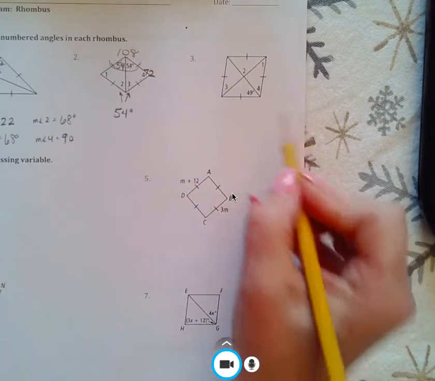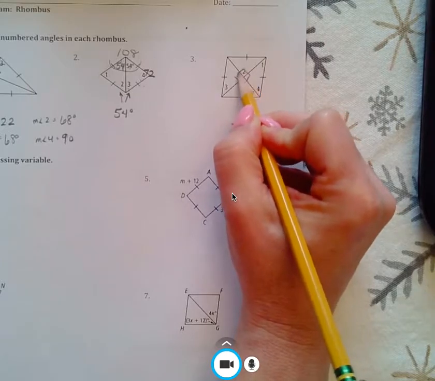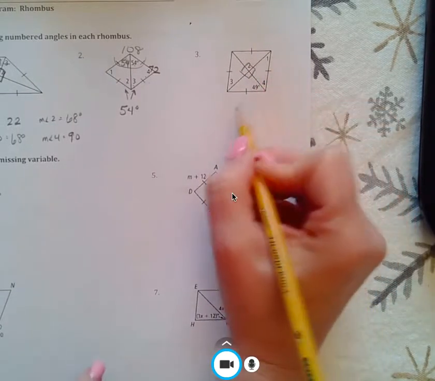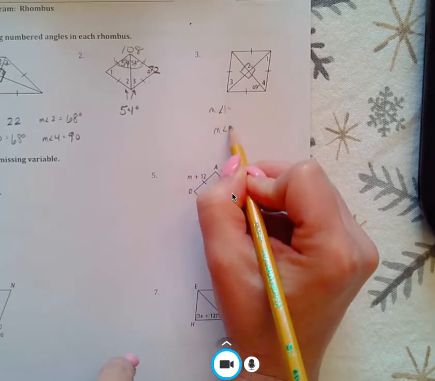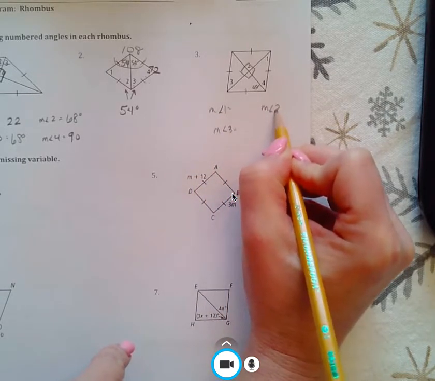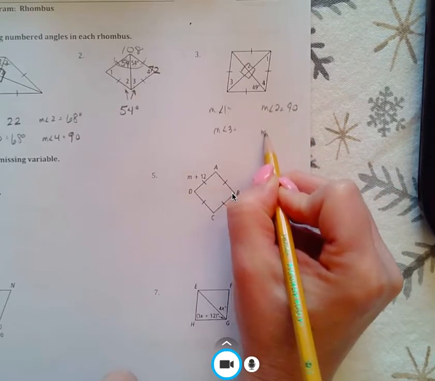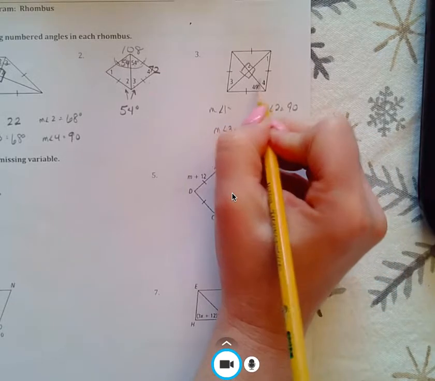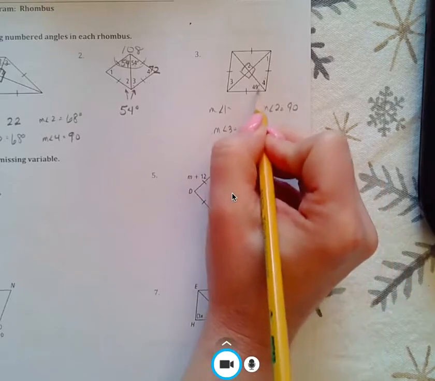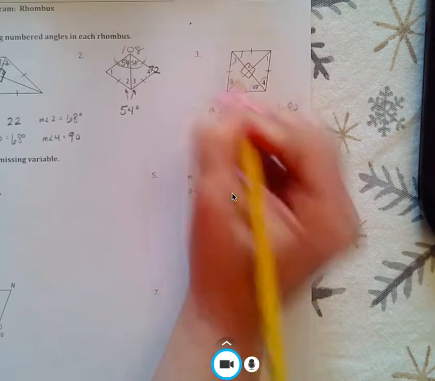Last one. Okay, well, rhombus, I'm going to put that block right in the middle, so now I know that, let's see, I've got measure of angle 1, measure of angle 2, we said it's 90, or we're going to. And then we have 4. Okay, so if this is 49, well then so is 4. That one's 49, this is 49, this is 49.